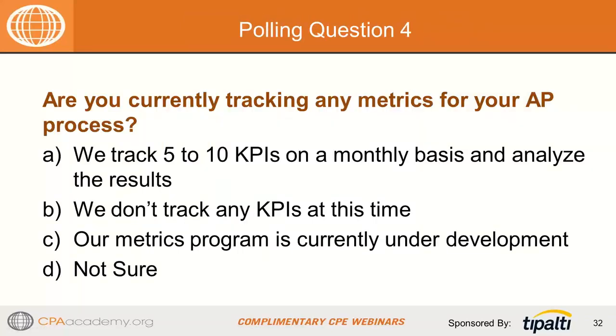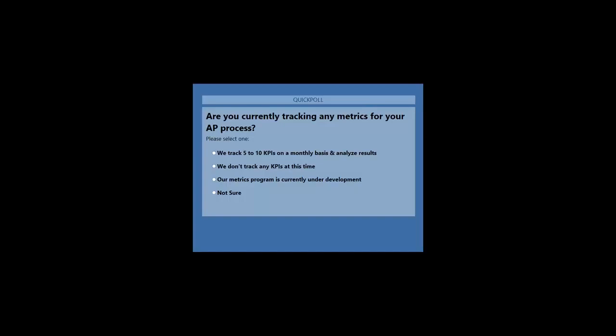All right, so we asked about your metrics for your financial close. And now our last question is asking about, are you currently tracking any metrics for your accounts payable process? Remember, we asked about metrics for our financial close in the last polling question. This one is asking about your AP process. And we track 5 to 10 KPIs. We don't track any. And our metrics program is currently in development. And the last selection for you, our way to answer the question is not sure.